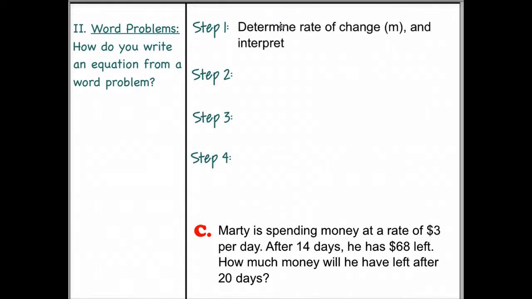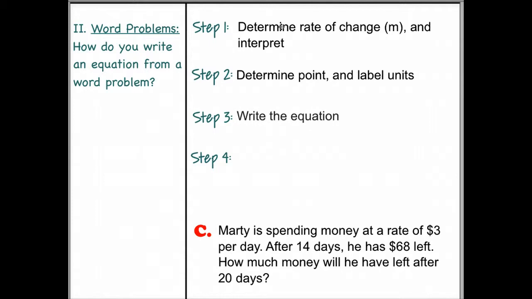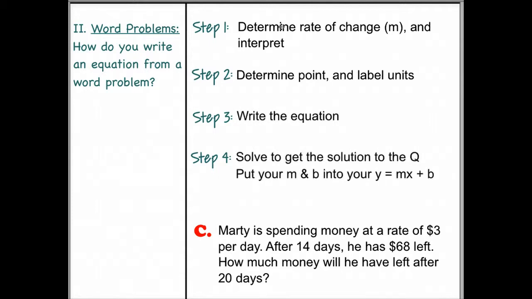The first thing we do is we determine the rate of change, m, and then interpret it. Then we find a point and label the units. Write the equation. Solve to get the solution to the question. So put your m and your b into y equals mx plus b.